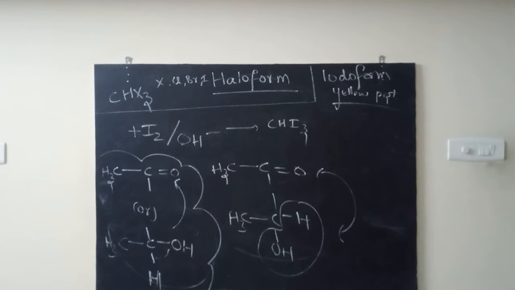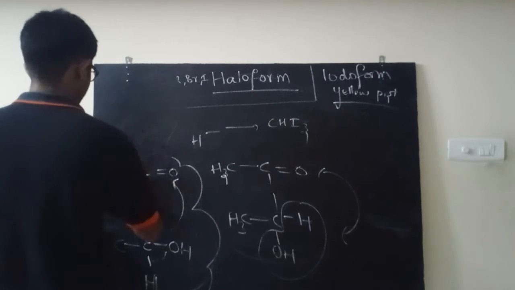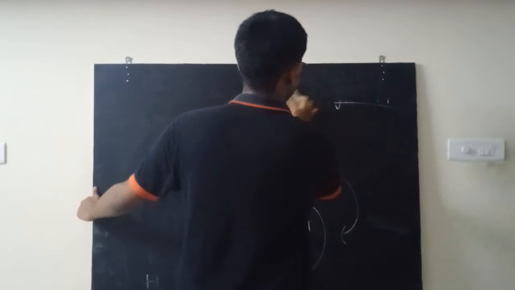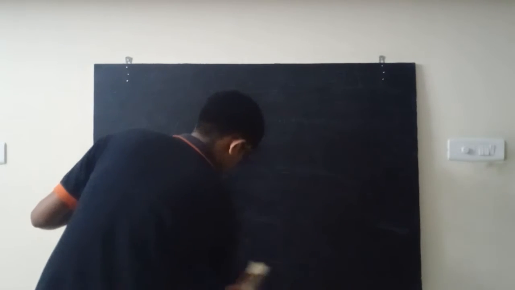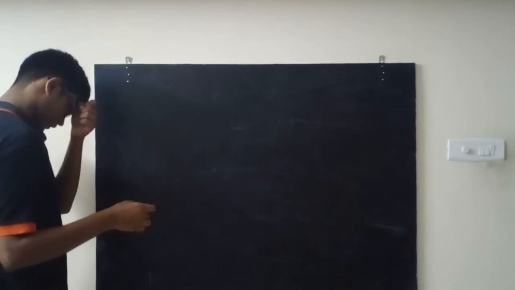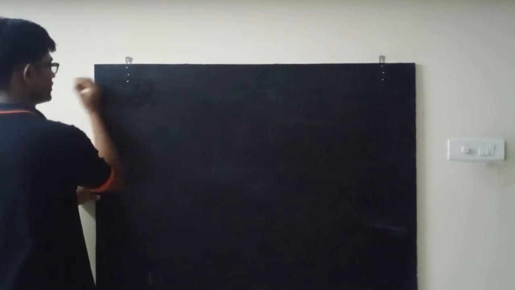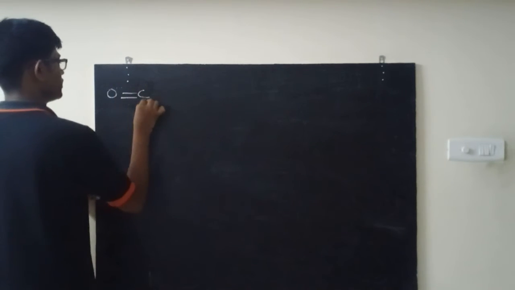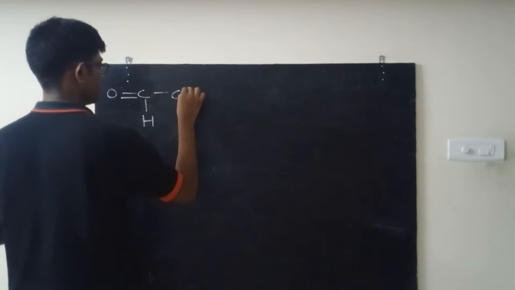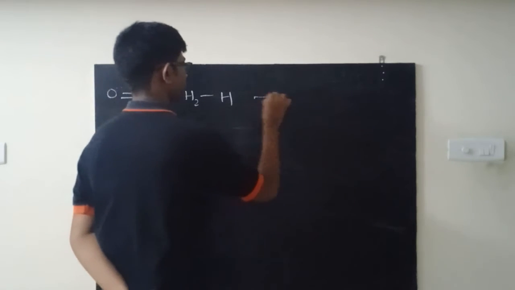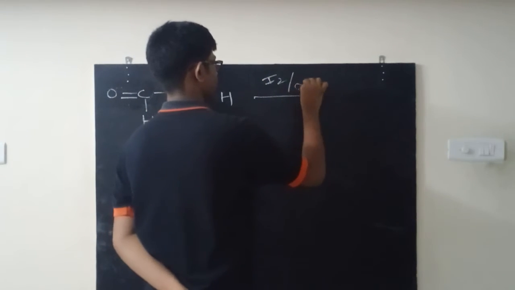Now let me tell you how the iodoform test works, and you will see why a methyl is absolutely necessary for this. Let me first take an answering substance, for example acetone. Or in fact, let me take ethanol. So I write C double bond O, H, C, H2, and then put an H here. The job is to add iodine in the presence of hydroxide.